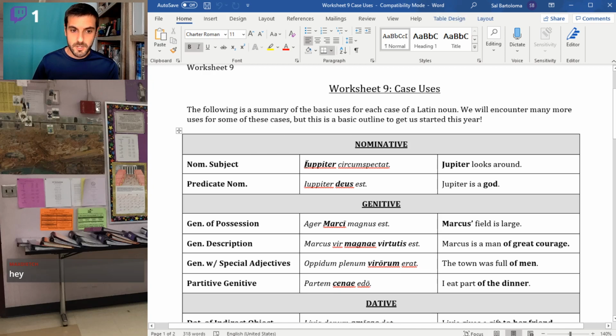So in my example here, Jupiter circumspectat, Jupiter looks around. He's the subject of that verb, okay, so he's in the nominative case. In a predicate nominative situation, where I say, for instance, Jupiter deus est, Jupiter is a god, god is more information about Jupiter. Since it's talking about the subject, it also needs to be in the nominative case.